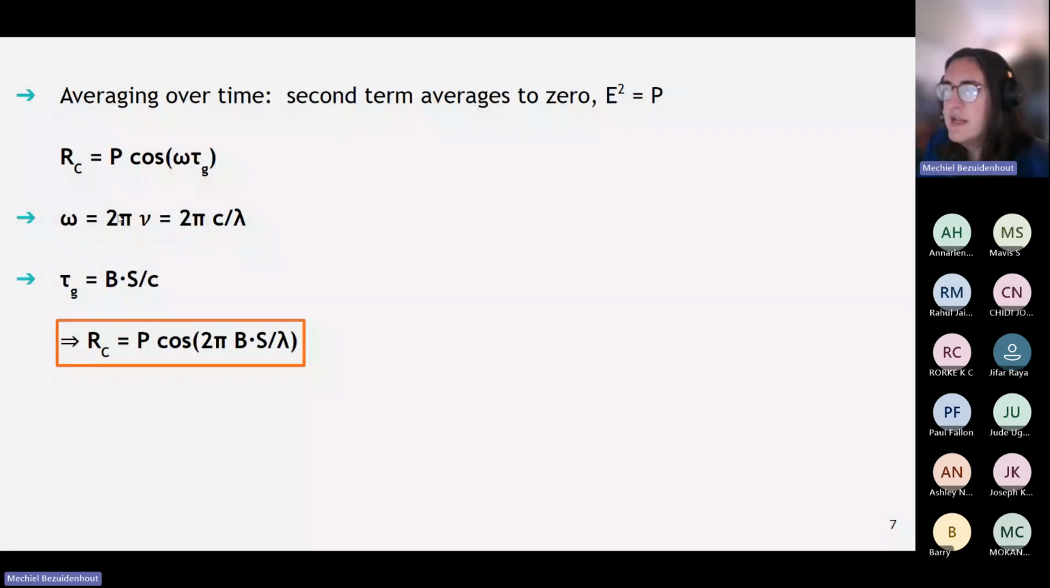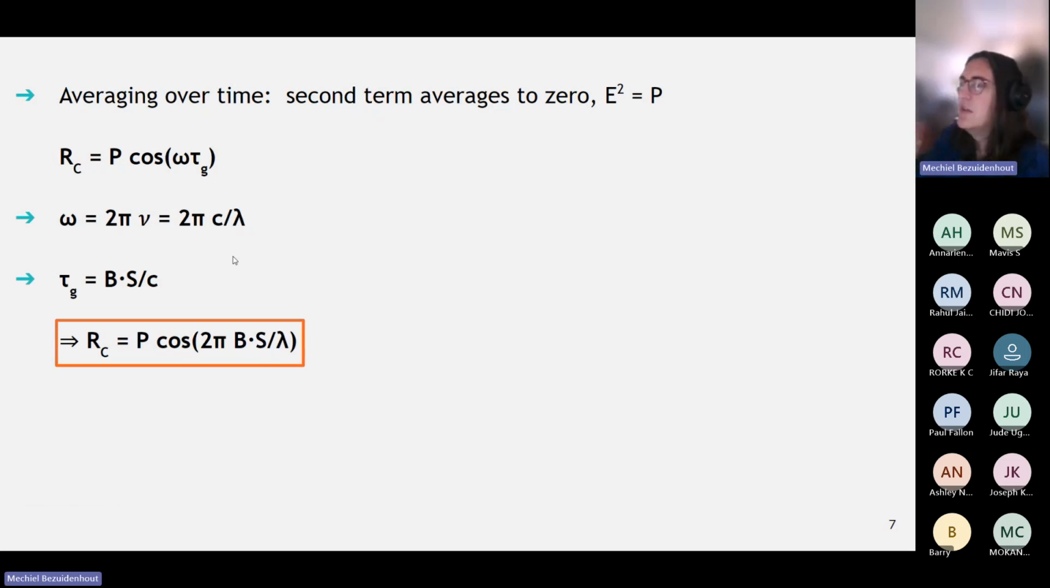Now omega, that's the angular frequency, is 2 pi times the frequency of the electromagnetic wave, which can also be written as 2 pi c over lambda, lambda being the wavelength. And then the geometric delay is given by the baseline projected onto the source direction, b dot s over the speed of light. So if we substitute those in, we get this equation for the response: P cosine of 2 pi b dot s over lambda.